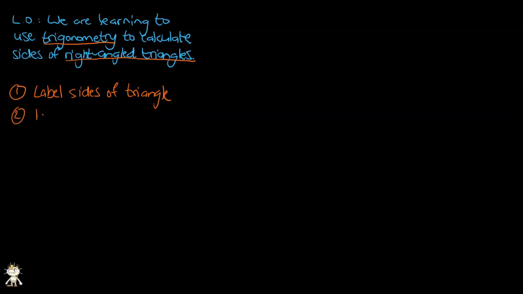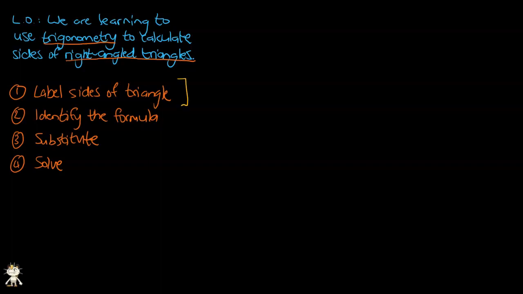Step number 2, you must identify the formula that you're going to use. So just going to note there are 3 formulas, and we need to know when each one is relevant. Step 3, something we've looked at before. You now need to substitute. And then step 4, another S word we're familiar with, we then go ahead and solve. Let's jump straight into that first step that we're given here.